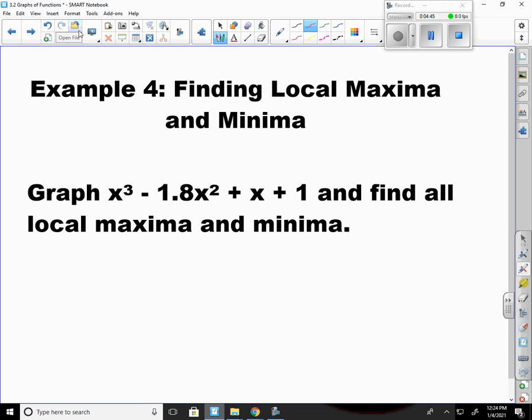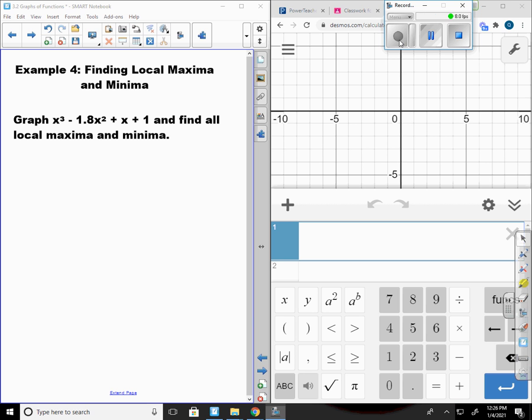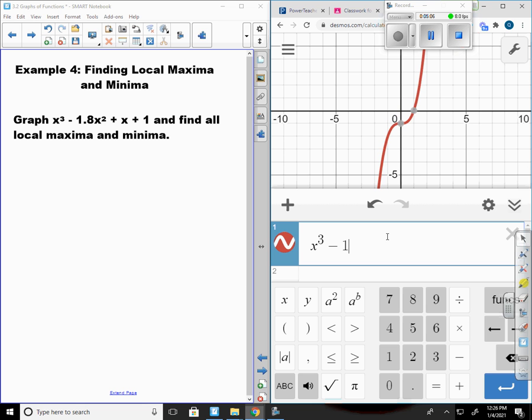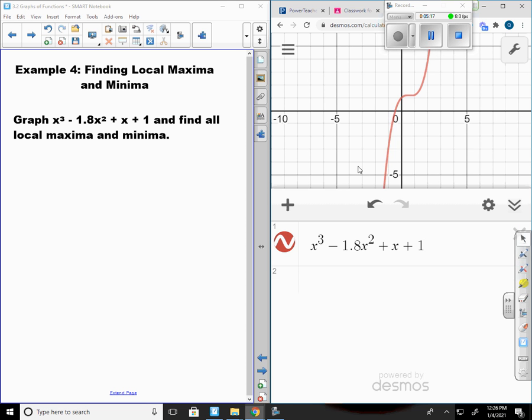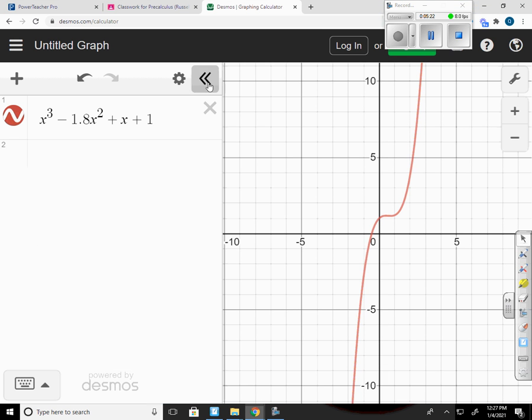All right, how to find a local max and min. First, we're going to graph this function, and then we're going to find all the local max and min. So now if I graph this, I'll go to my Desmos and just put this equation in: x to the third minus 1.8 x squared plus x plus 1. And I'll maximize this so I can see the graph bigger.